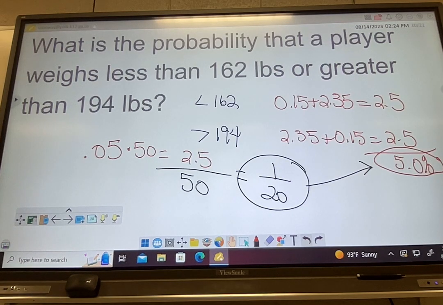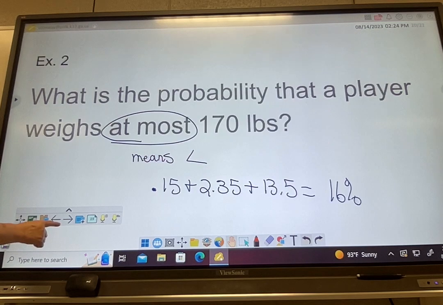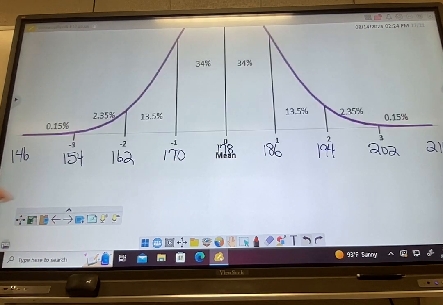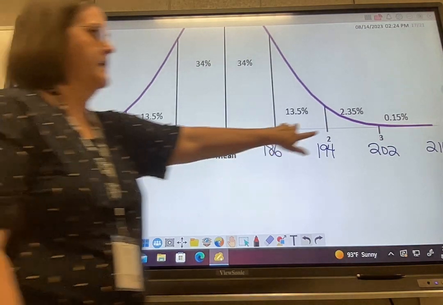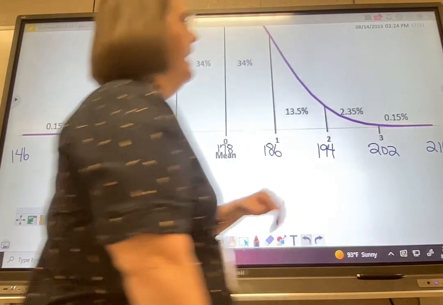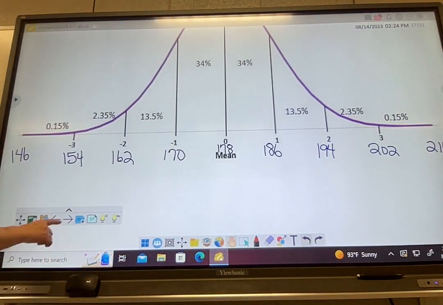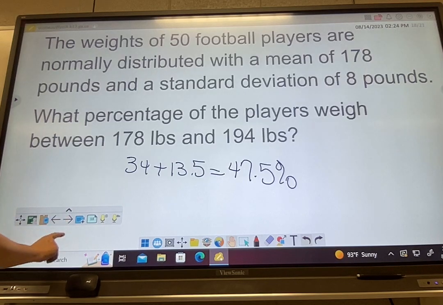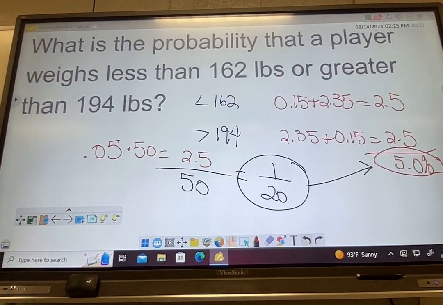What is the probability that a player weighs less than 162 or greater than 194? So, less than 162 or greater than 194. We go back to our chart. Less than 162 is these two. Greater than 194 is these two. And you can add all four of them up together if you want to, or you can add these two and then those two and then put them together, which is what I did, but it doesn't matter. And that's what I did right there.